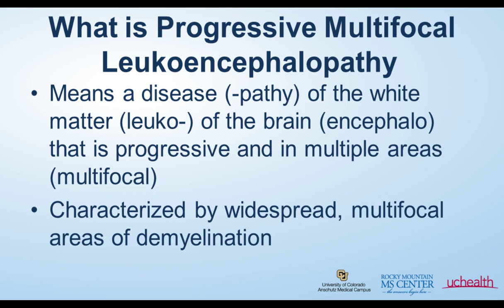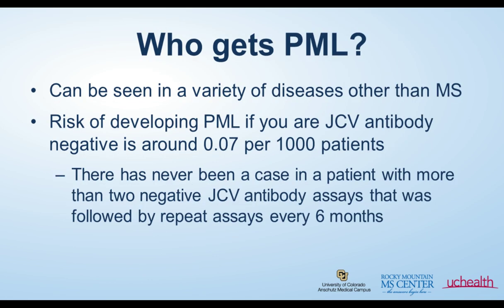So let's take a little bit of a sideways step and talk about what progressive multifocal leukoencephalopathy, or PML, means. Basically, because it's such a long word, it does a really good job of explaining what the disease is itself. It's a disease of the white matter of the brain that's progressive and in multiple areas. So essentially, it's characterized by widespread multifocal areas of demyelination, or an issue with the myelin that we talked about a little bit earlier.